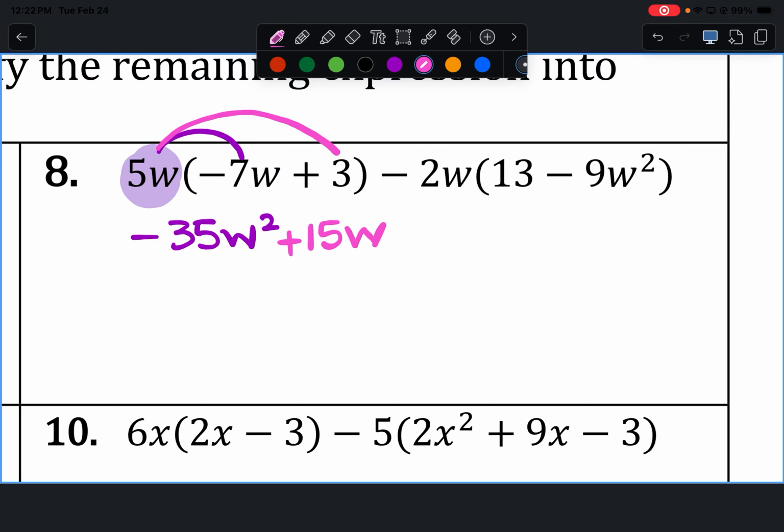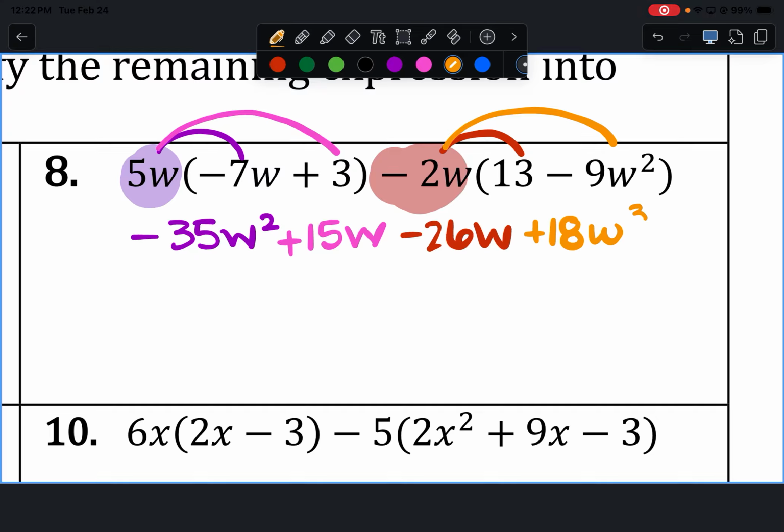From here, what do I need to distribute next? Negative 2w to 13. So we're going to multiply negative 2w by 13, which gives us negative 26w. Then we're going to do negative 2w to negative 9w squared. What is that going to give us? 18w cubed. And it's positive because a negative and a negative make a positive.